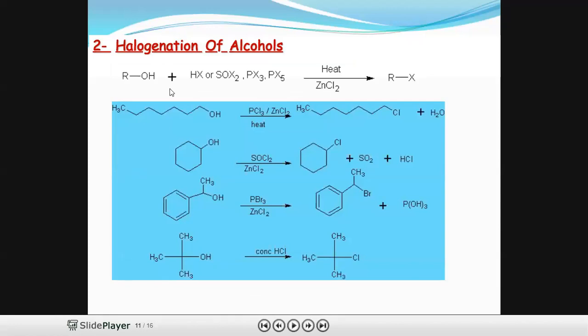A halogenation of alcohols. Here, the alcohol OH is substituted by a halogen group, and it is an example of a substitution reaction. In substitution reactions, you will discuss very extensively SN1 and SN2, this type of reaction. Okay, how halogens are going to be substituted here.